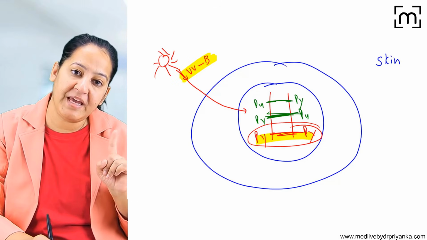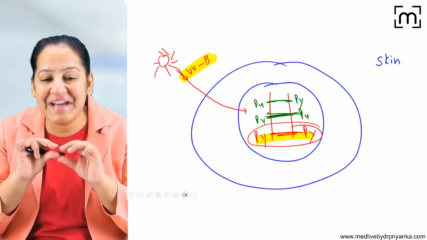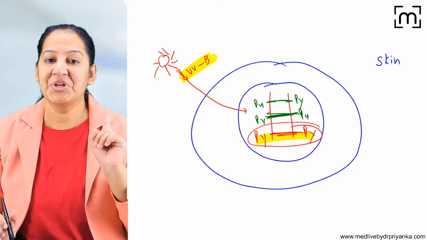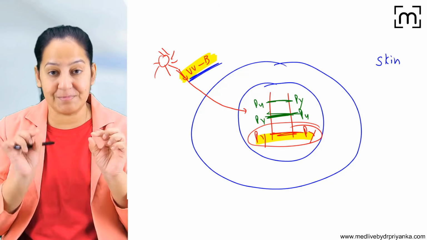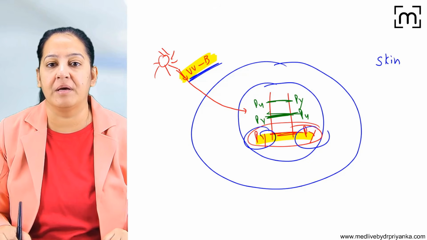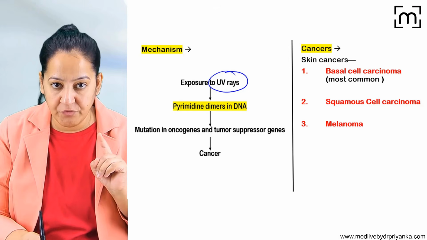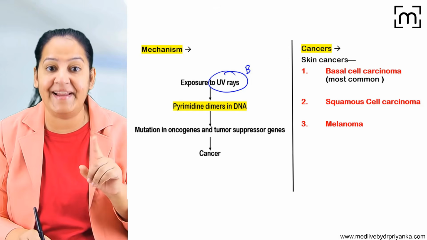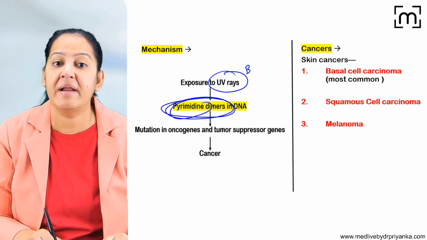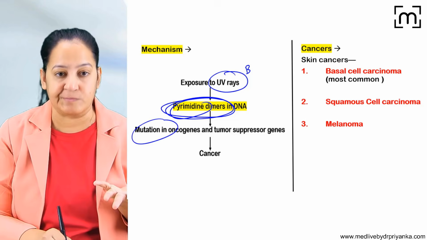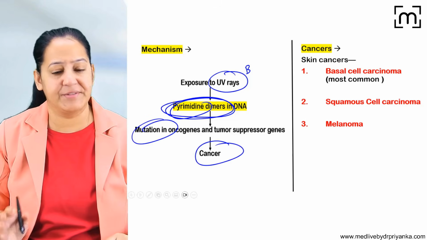So UVB causes pyrimidine-pyrimidine dimer formation. So this is the mechanism. Whenever UVB is coming on the skin cell, it forms pyrimidine-pyrimidine dimer and that leads to mutation, and that leads to cancer. So this is the mechanism.